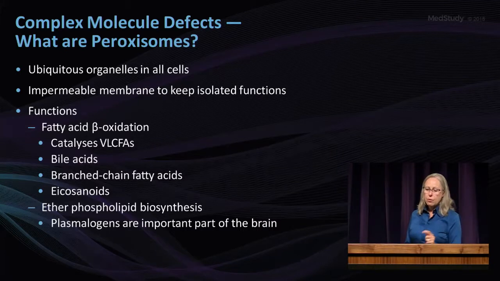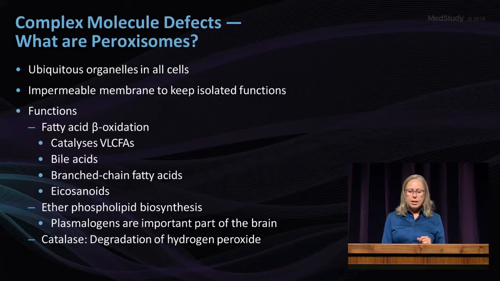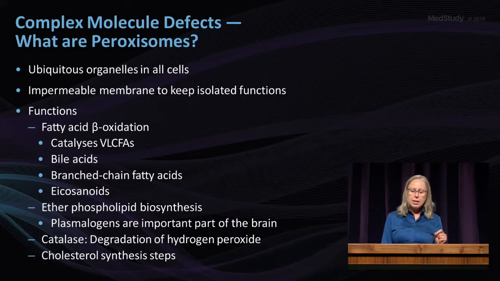They also do ether phospholipid biosynthesis, making plasmalogens, and this is an important part of your brain development. It also has catalase in there for degradation of hydrogen peroxide. It also does cholesterol synthesis. So a lot of things going on in your peroxisomes.